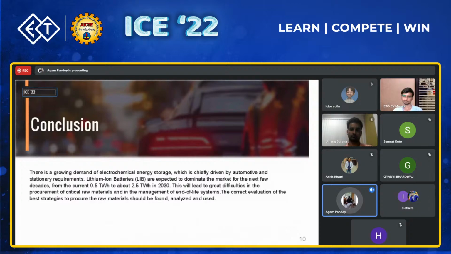So for concluding, Colin, can you take over? So as you all know, there are many EVs coming into the market right now, but we are not getting enough batteries for them. We have seen recent talks with African nations to get lithium to India. So what we suggest is that correct evaluation and the best strategies to procure the raw materials will reduce the cost of the battery pack in the future, which can be analyzed and used properly. Thank you.